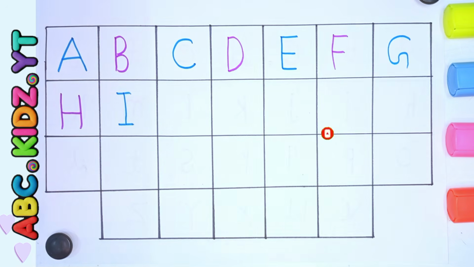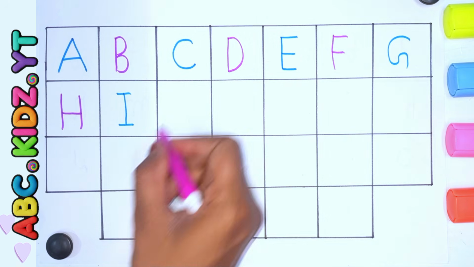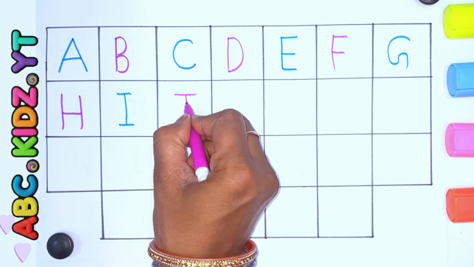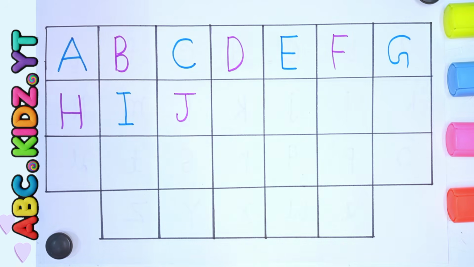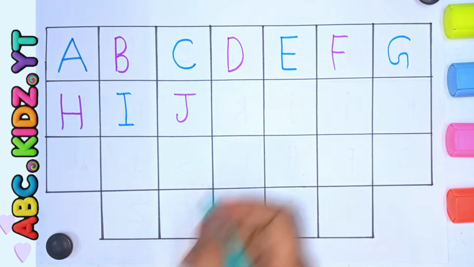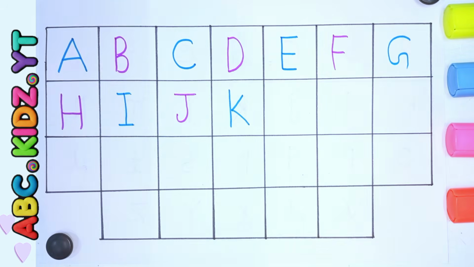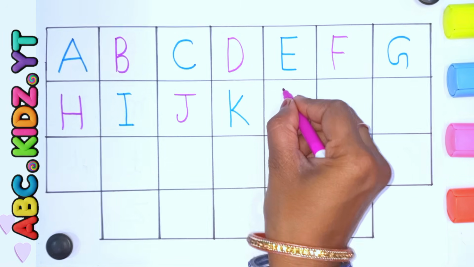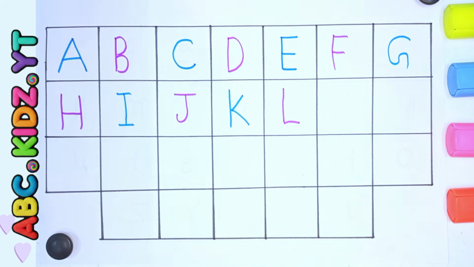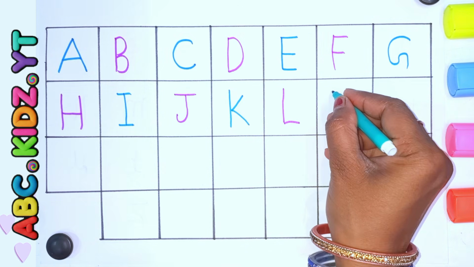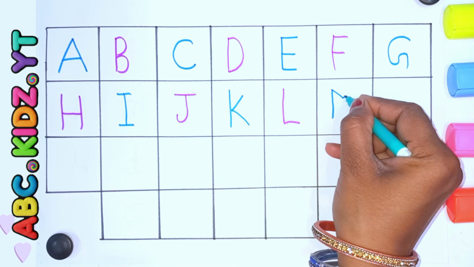I for ice. J for juice. K for kite. L for laptop. M for mango.